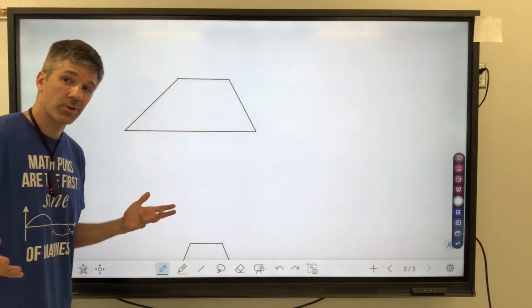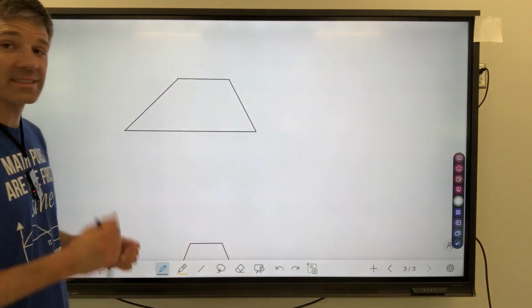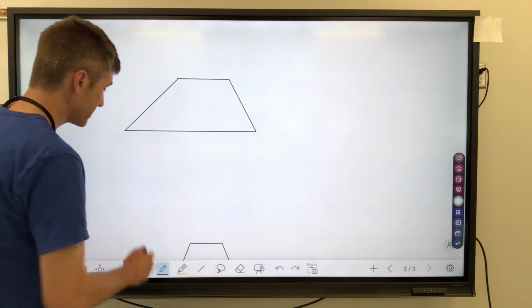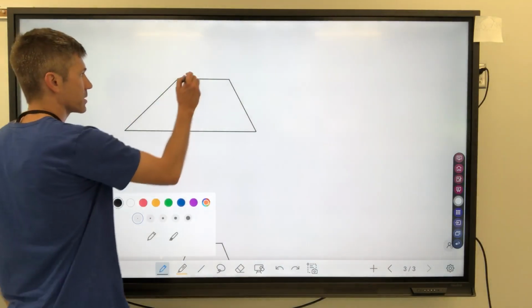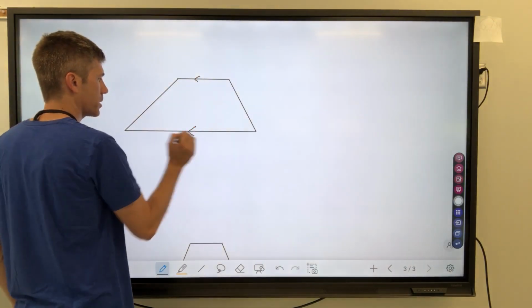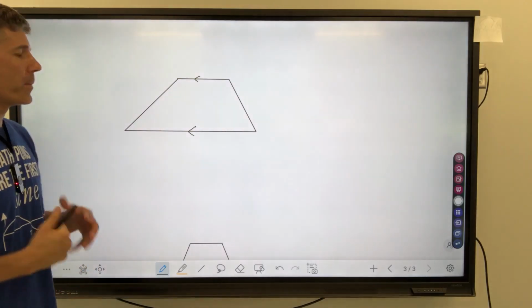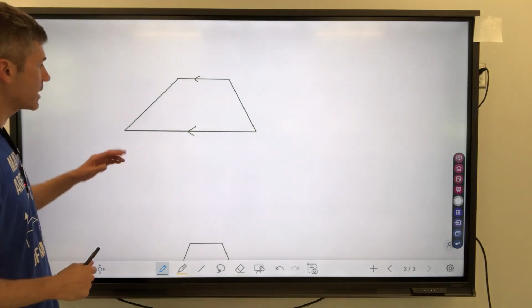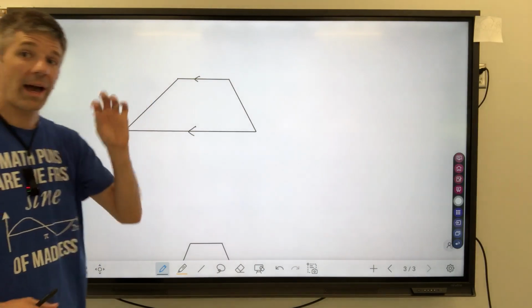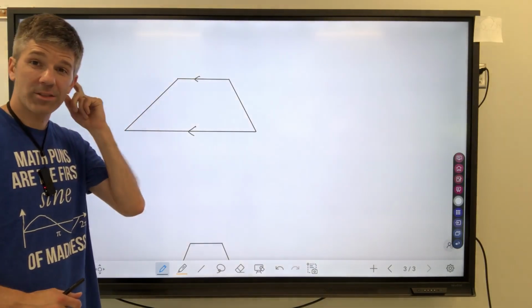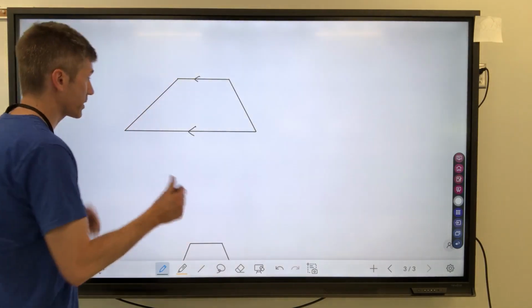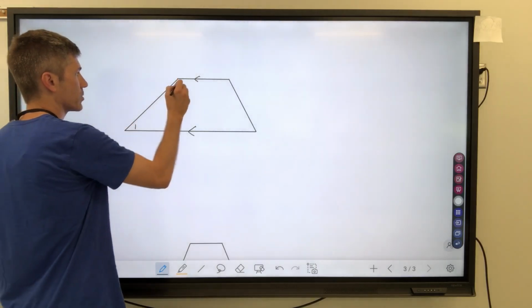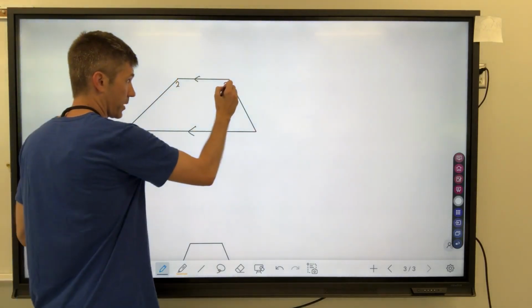Let's talk trapezoids. Trapezoids are going to have exactly one pair of opposite sides that are parallel. So let's label them. You're parallel and you're parallel. And the major property with these is that any two consecutive angles that are not going to fall on the same parallel line, for example, angle 1 and angle 2, not angle 2 and angle 3.